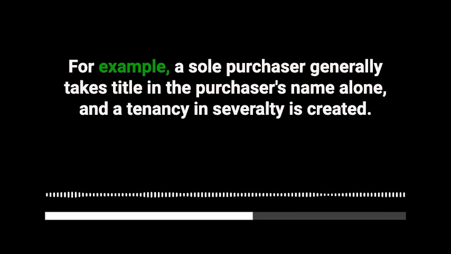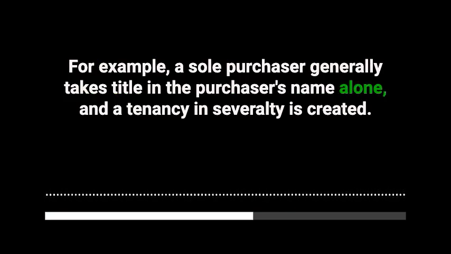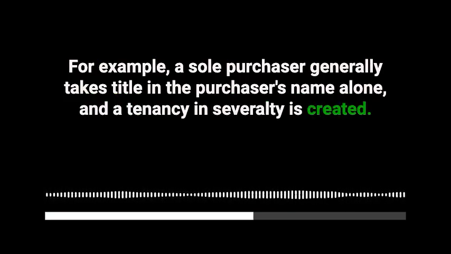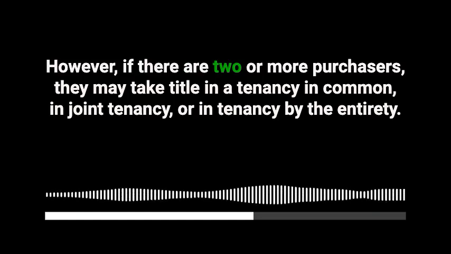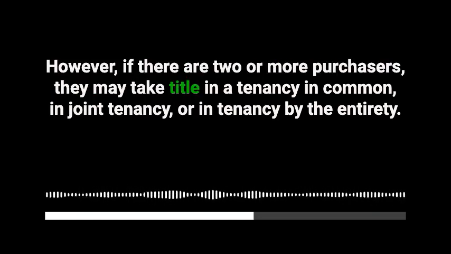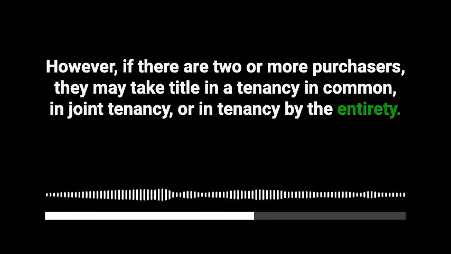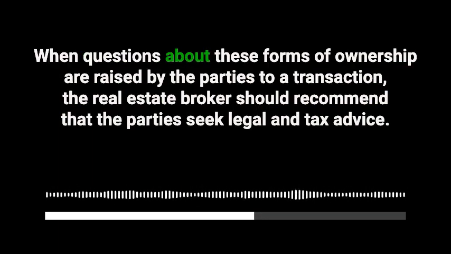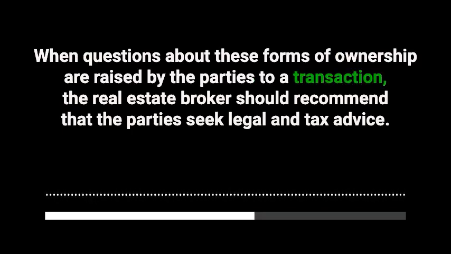For example, a sole purchaser generally takes title in the purchaser's name alone, and a tenancy in severalty is created. However, if there are two or more purchasers, they may take title in a tenancy in common, in joint tenancy, or in tenancy by the entirety. When questions about these forms of ownership are raised by the parties to a transaction, the real estate broker should recommend that the parties seek legal and tax advice.